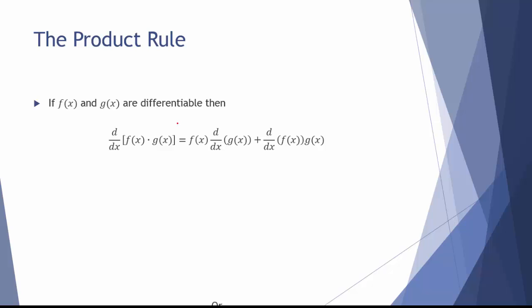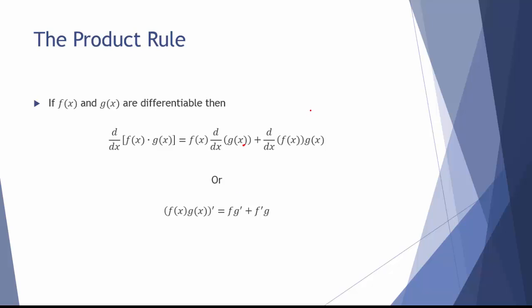Another way to change that notation to make it a little bit more straightforward is that if you have f of x times g of x prime, the way you find its derivative is by taking f, your first one, times the derivative of the second one, plus the derivative of the first one times the second. Both of these say the same thing, just using some slightly different notation.